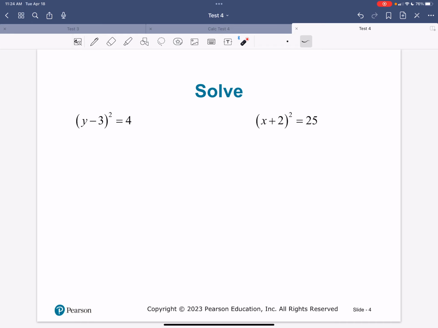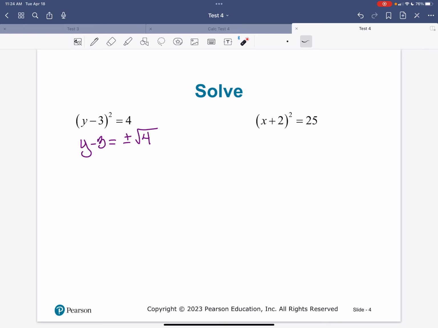Now, a lot of times students see this right here, and they'll FOIL this and set it equal to 0. That's a perfectly fine way to do it. Because this is squared, you can take the square root of both sides, and then you're left with y minus 3 equals plus or minus the square root of 4. I'm allowed to do that because this is a binomial squared.